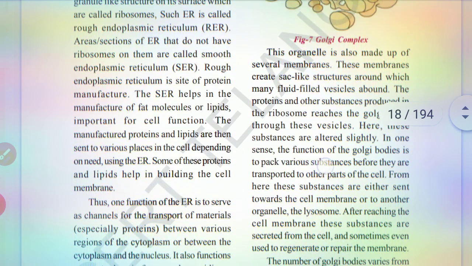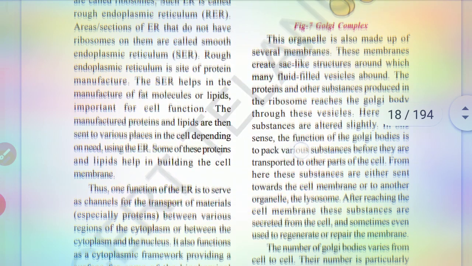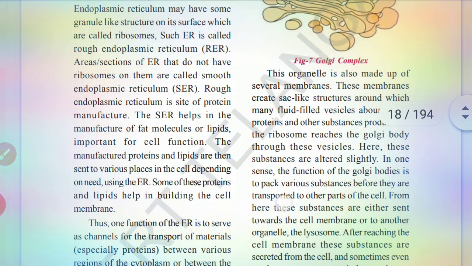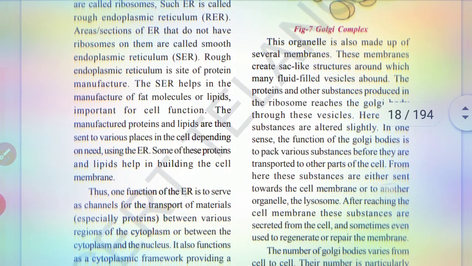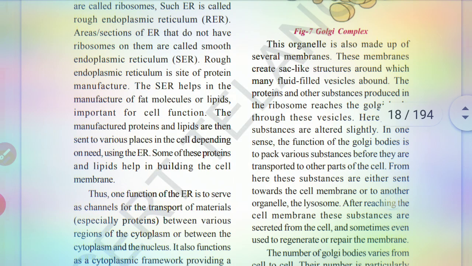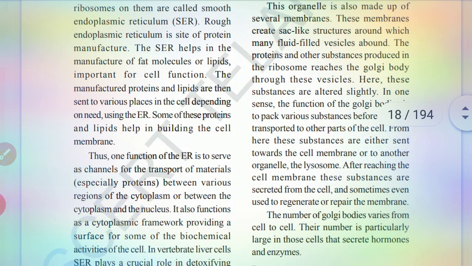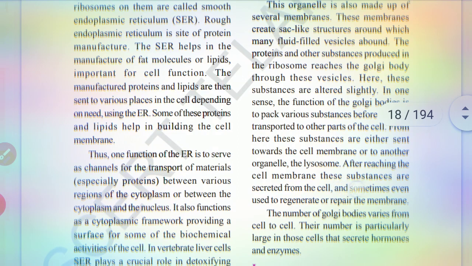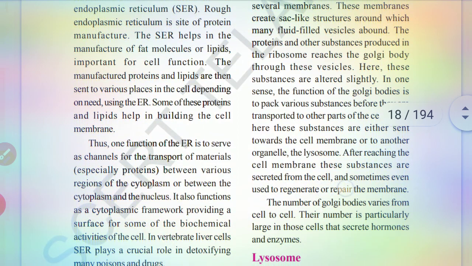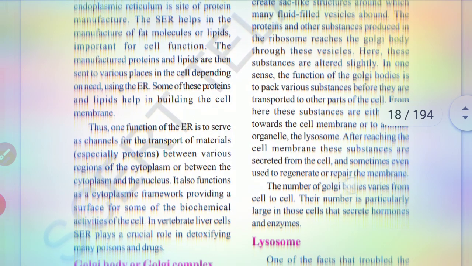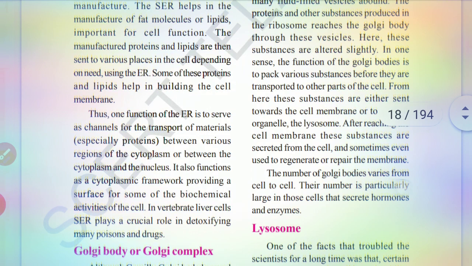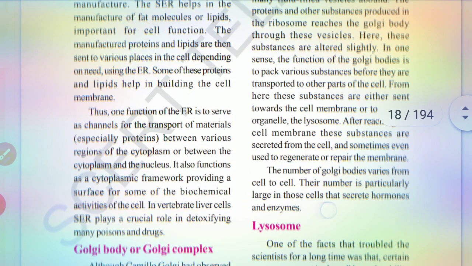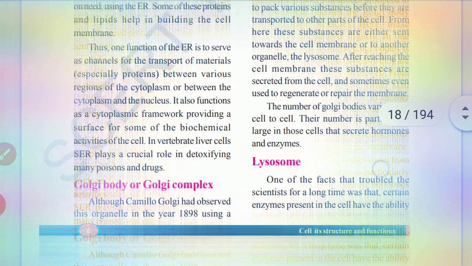In one sense, the function of the Golgi body is to pack various substances before they are transported to other parts of the cell. From here, these substances are either sent towards the cell membrane or to another organelle, the lysosome. After reaching the cell membrane, these substances are secreted from the cell and sometimes even used to regenerate or repair the membrane. The number of Golgi bodies varies from cell to cell. Their number is particularly large in those cells that secrete hormones and enzymes.